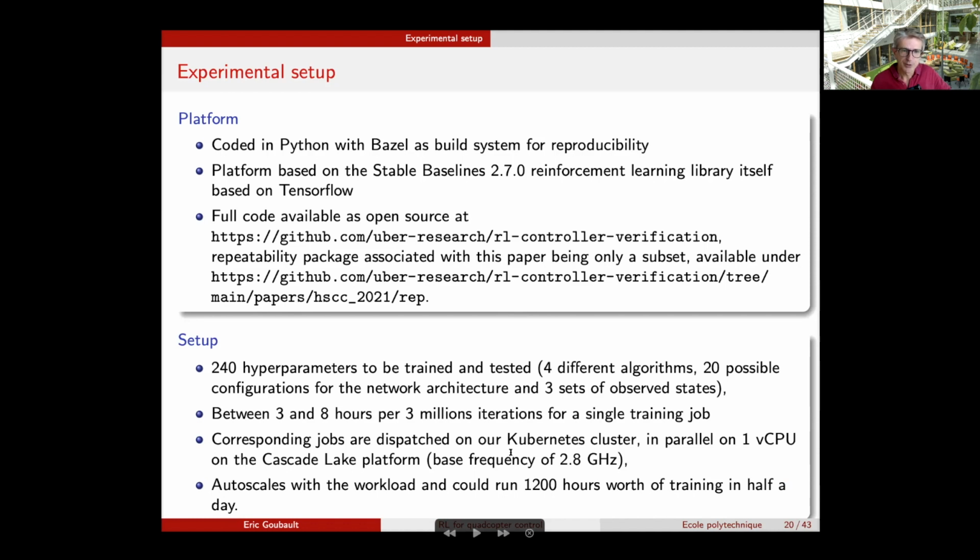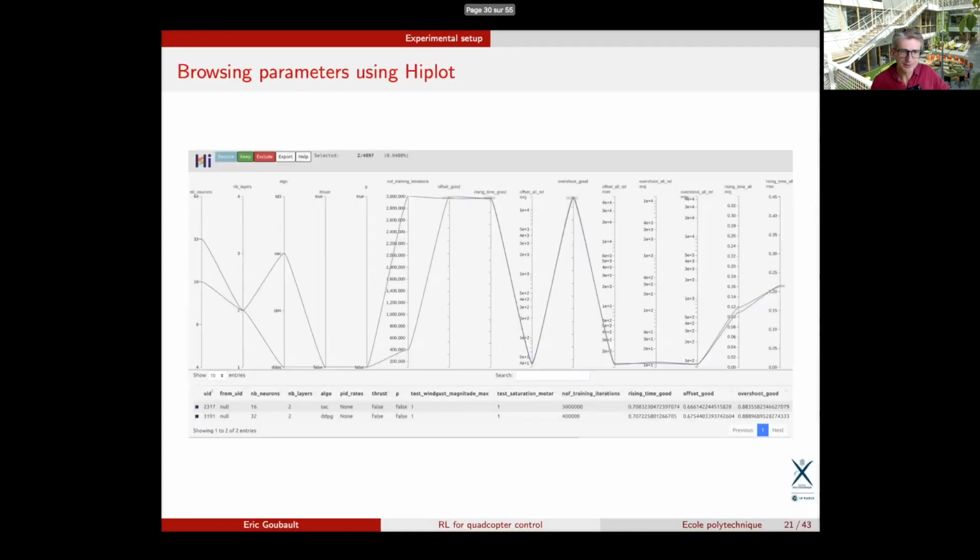It's 2 months worth of computation because for each of the 240 hyperparameter settings we wanted to look at, each 3 million iterations of the reinforcement learning was taking on one processor between 3 and 8 hours. So you see, we tried to be fairly exhaustive and experiment on a wide number of hyperparameters. Of course, this produced an enormous amount of data and controllers. So we used Hyplot to look for the best controllers.